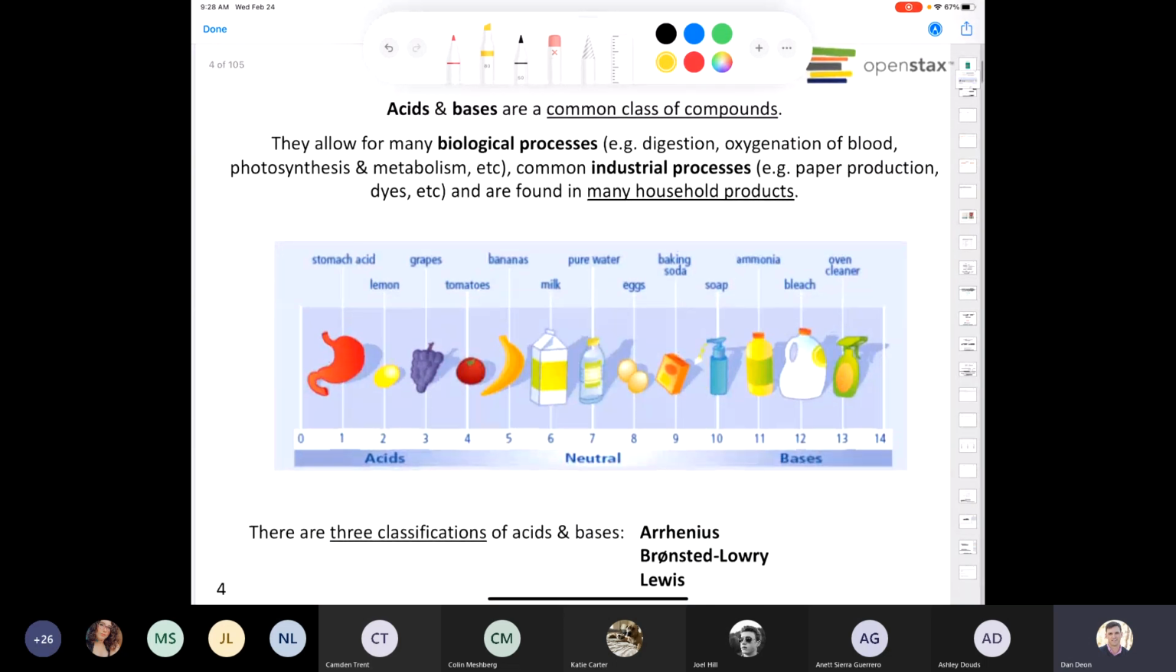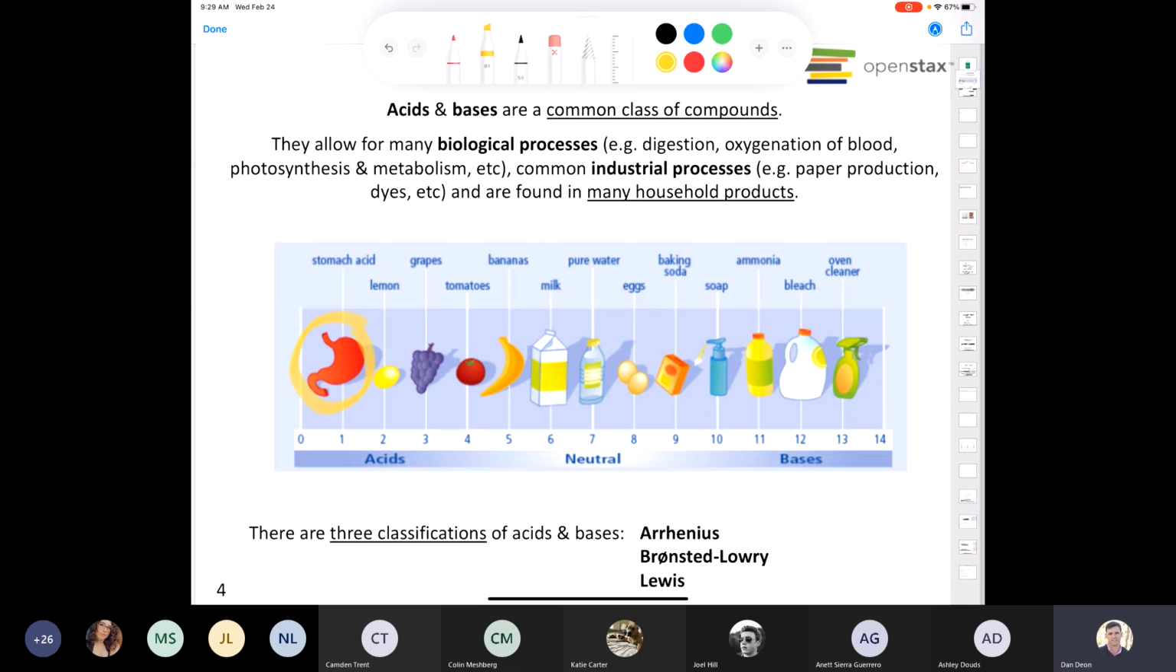Now, acids and bases are a common class of compounds. If you go up to anybody on the street and ask them about acids and bases and say, what do you know? They'll say, well, I've taken an antacid before, right? What's an antacid? Well, an antacid is something that you ingest to neutralize a stomach acid.